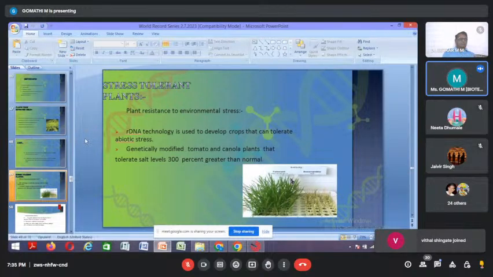Stress tolerant plants, plants resistant to environmental stress. DNA technology is used to develop crops that can tolerate abiotic stress. Genetically modified tomato and canola plants can tolerate salt levels up to 300% greater than normal.